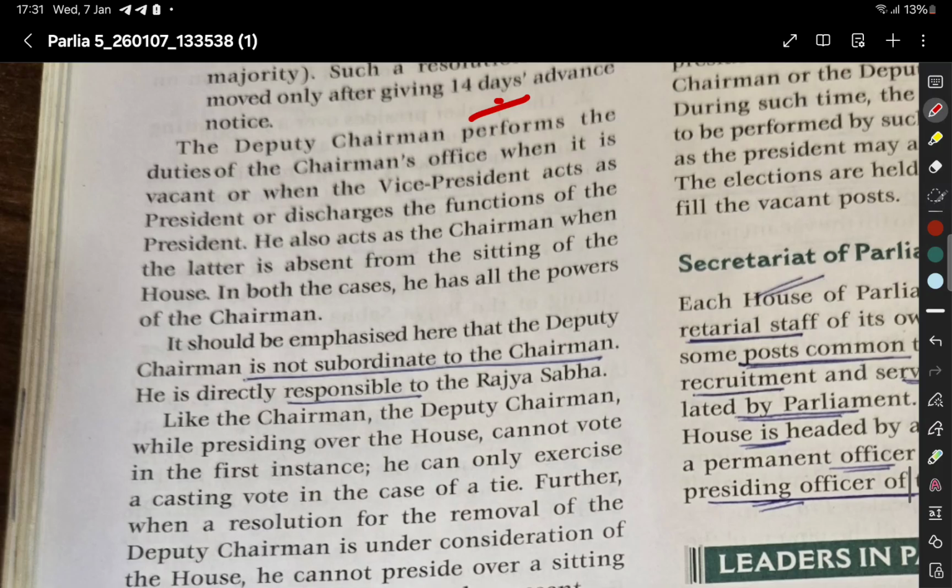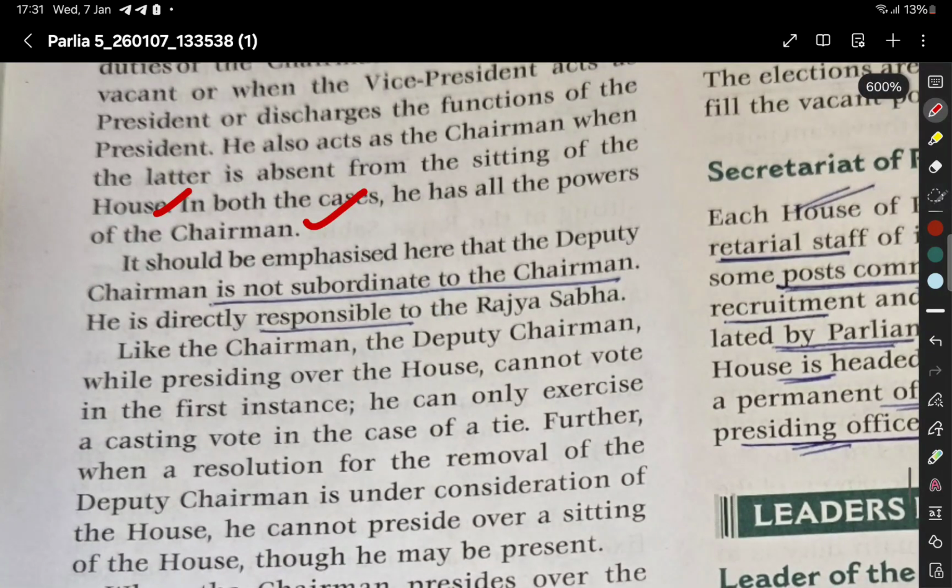Now, the Deputy Chairman performs the duties of the Chairman's office when it is vacant or when the Vice President acts as the President or discharges the functions of the President. He also acts as Chairman when the latter is absent from a sitting of the House. In both cases, he has all the powers of the Chairman. It should be emphasized here that the Deputy Chairman is not subordinate to the Chairman. He is directly responsible to the Rajya Sabha.